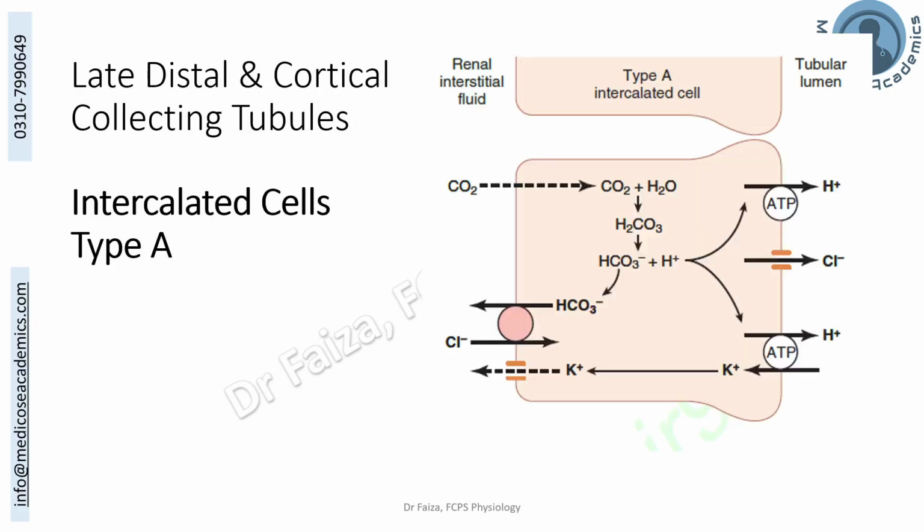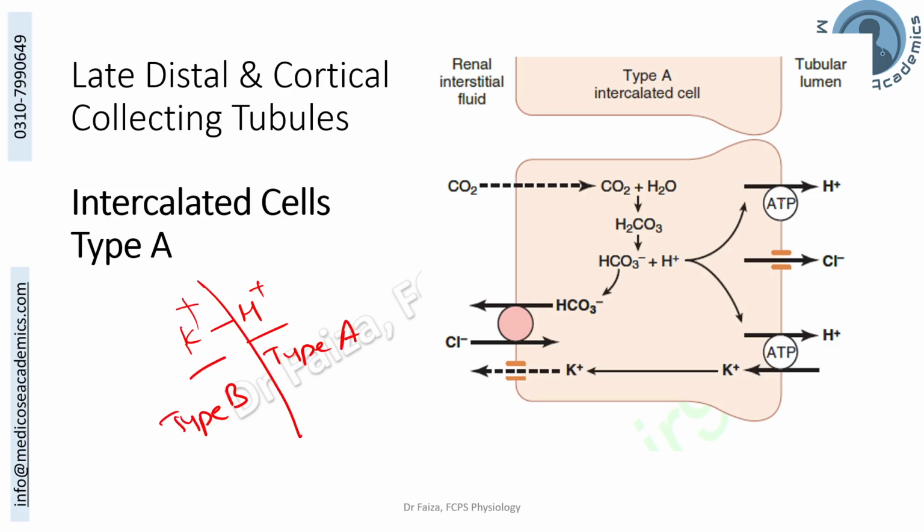In comparison, the intercalated cells type A, although still involved in the reabsorption of potassium, are also involved in the secretion of the hydrogen ions. At the level of intercalated cells, potassium and hydrogen ions compete with each other. If we want to excrete more hydrogen ions, type A cells become more active. If we want to excrete more potassium ions, type B cells become more active. They act in exact mirror image of each other.